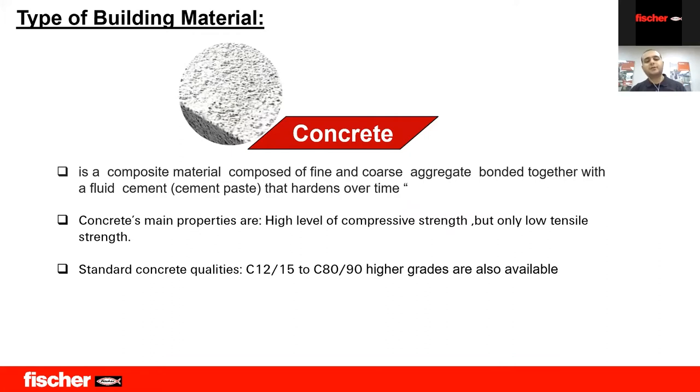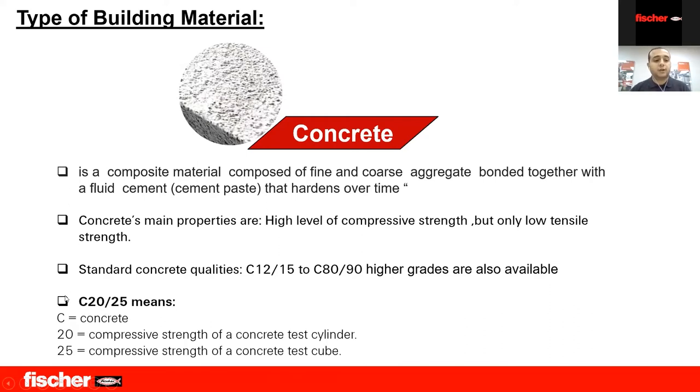So what is the standard quality? Usually the quality comes as C followed by two numbers, one for the cube test and one for the cylinder test. These numbers are in megapascals, which is the unit of measurement for pressure, force over area. Usually we start from C12, which is the minimum quality of concrete, and then jump up to higher grades. But it's good to mention that what we mostly face at site is C30/37, which is mostly found at concrete plants or factories.